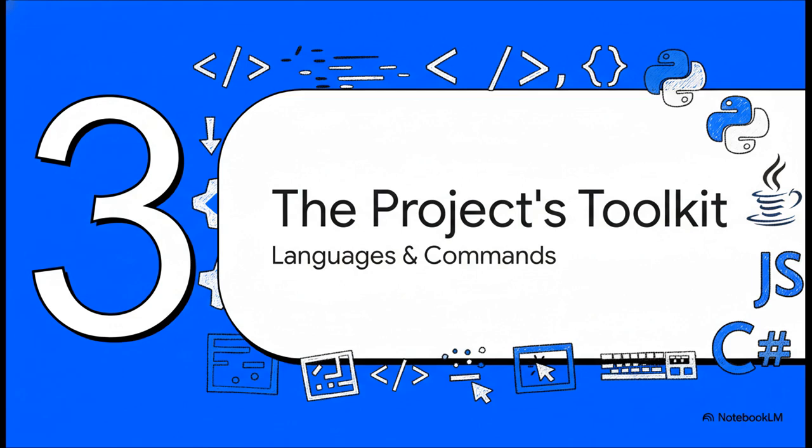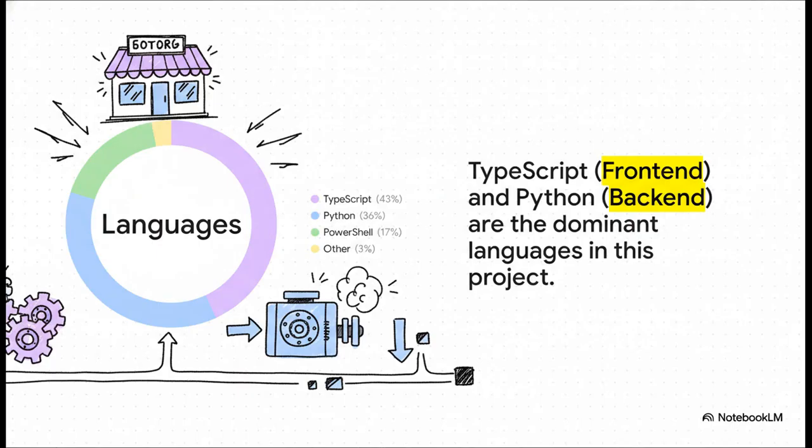So we get the structure and we get the main components, but what are they actually built with? Let's take a look at the project's toolkit, the specific programming languages and the commands developers use to actually bring all of this code to life. This chart tells a really clear story. You can see right away, TypeScript and Python are the big stars of the show here. TypeScript, at 43%, is what's used to build that user-facing front end, our storefront. And Python, at 36.5%, is what's powering the back end, the engine room. This is a really classic, really powerful combination you'll see all over modern web development.